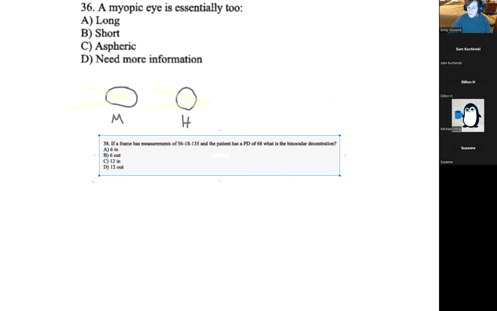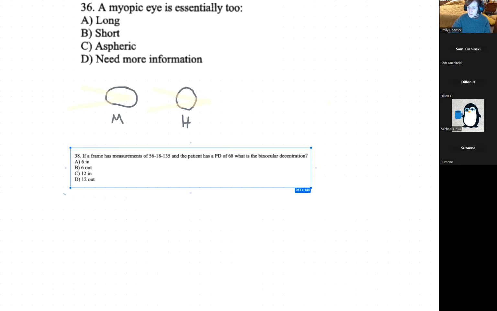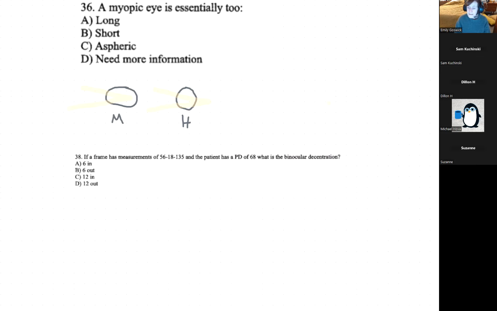Okay. If a frame measurement has measurements of 56, 18, 135, and the patient has a PD of 68, what is the decentration? Okay, so one thing that you will definitely need to know is frame PD is the A measurement plus the DBL. DBL stands for distance between lenses. You could also say the bridge.